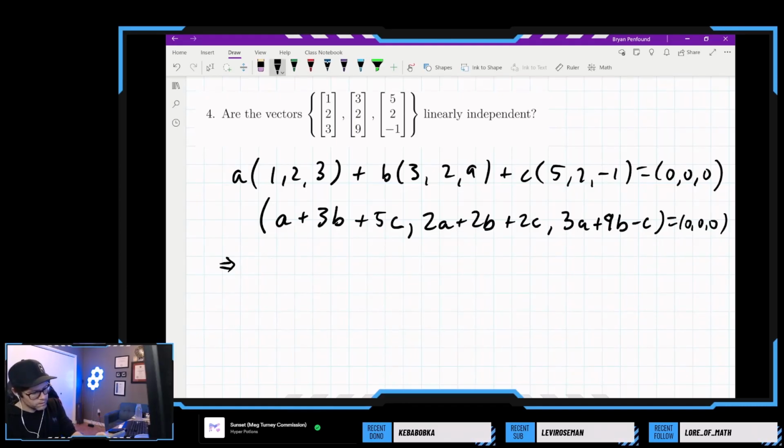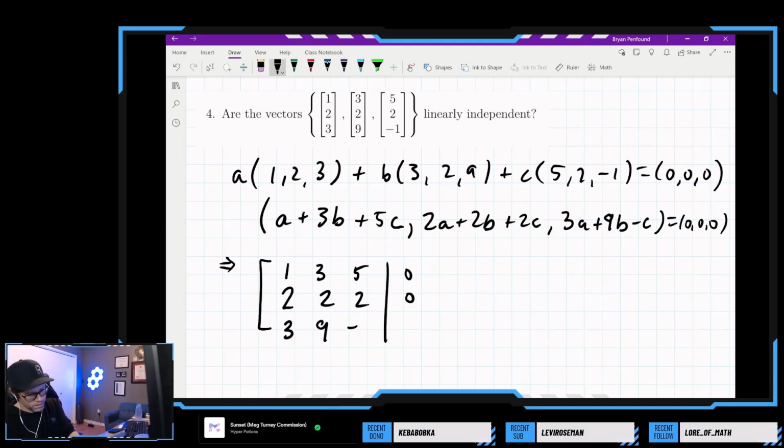So let's go ahead and convert this into a matrix system. This is going to be homogeneous. So we have 1A, 3B, 5C, and 0. And then we have 2A, 2B, 2C, and 0. And then 3A, 9B, negative 1C, and 0.